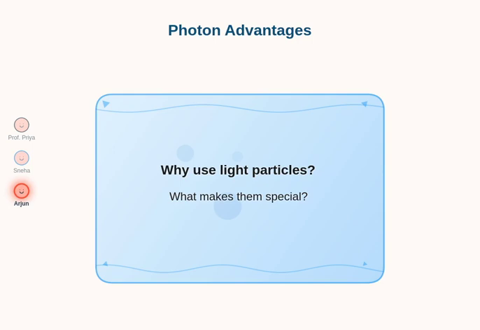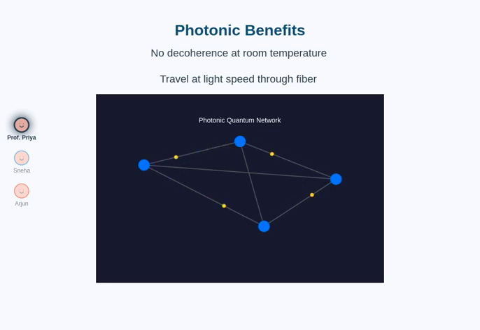What makes photons particularly good for quantum communication compared to the other approaches? Photons are incredibly resilient. They don't interact strongly with their environment, so they can maintain quantum states at room temperature and travel through optical fibers at the speed of light.